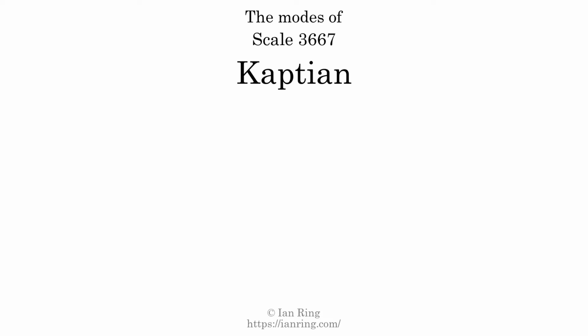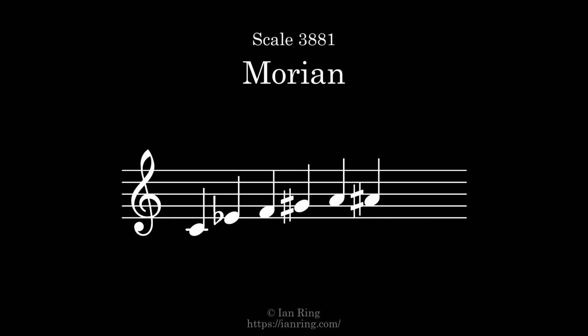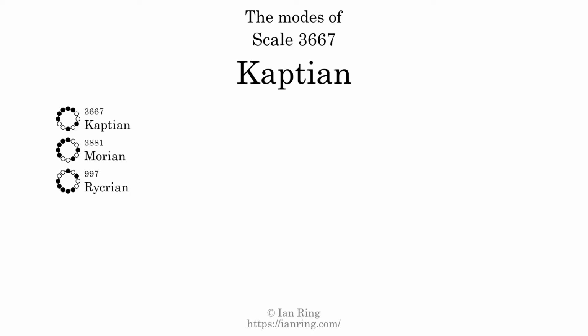This scale has 7 modes. The first mode is itself. The second mode is scale 3881, also known as Maurian. It sounds like this. The third mode is scale 997, also known as Reichian. It sounds like this.